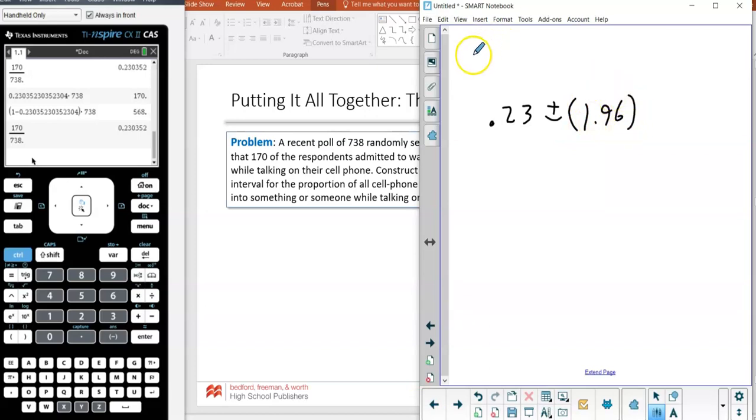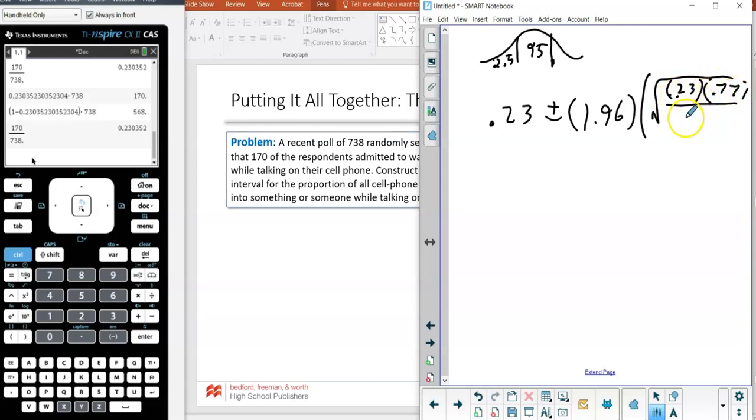If you don't know that, you could draw the curve. There's 95% within there, which means there's 2.5% here. So you do inverse norm of 0.975, and it gives you the 1.96, times the square root of pq. So 0.23 times, in the numerator, 0.23 times 0.77, all over n, which is 738. It's all underneath the radical there.